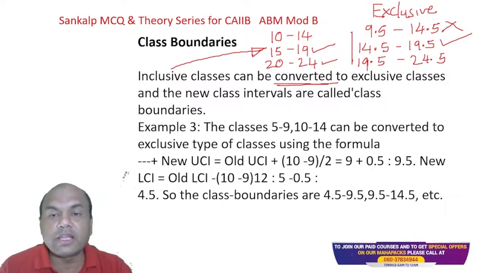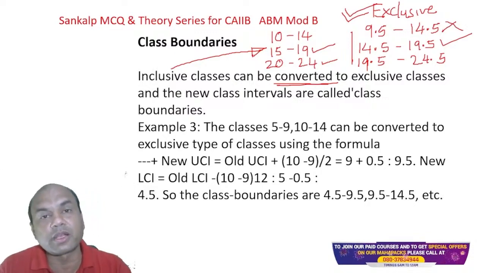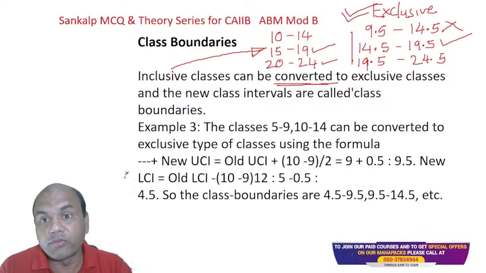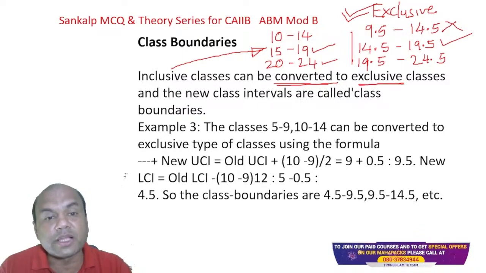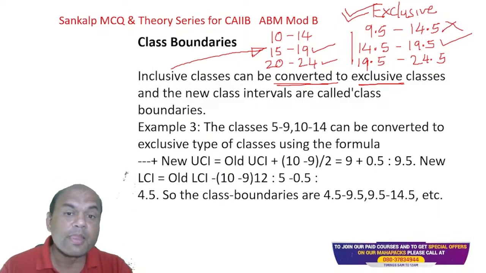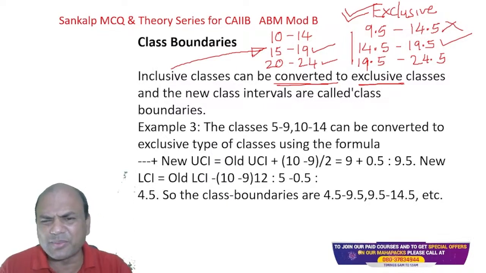While solving any numerical, this is the important discrimination. This is the important class. We never use inclusive class while solving the numericals. Never ever. We always use exclusive. Even if you have inclusive class, you have to convert it to exclusive. Remember that. And the new class intervals are called class boundaries. The remaining thing is simple. The same thing I have explained to you.